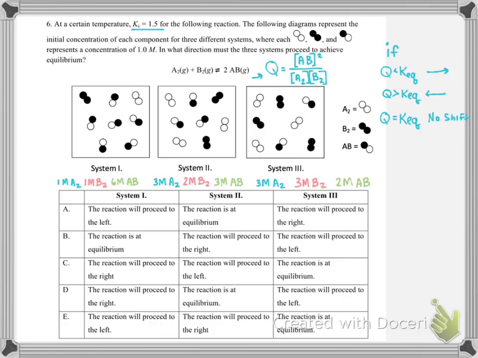Okay, so whenever I have a problem with pictures of molecules, I go through and just count and convert the molecules to some concentration. So I've gone ahead and done that for each picture. And so now what we'll do is just take it one system at a time. We'll have system 1.